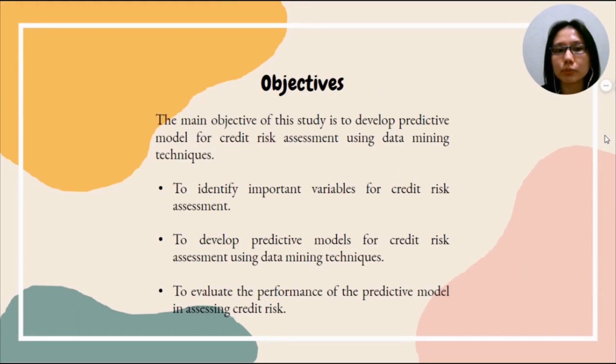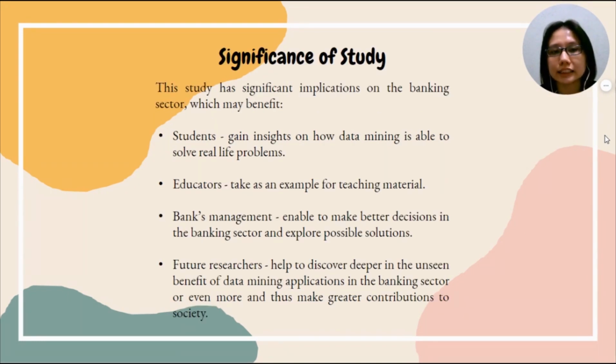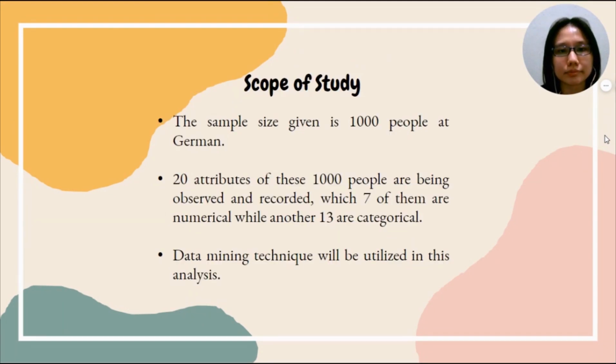The main objective is to develop a predictive model for credit risk assessment using data mining techniques, in which the sub-objectives are to identify important variables, develop a predictive model using data mining techniques, and evaluate the performance of the predictive model in assessing credit risk. This study has significant implications for the banking sector, which may benefit students, educators, bank management, and future researchers. The sample size given is 1,000 people in Germany, with 20 attributes, of which 7 are numerical, while the other 13 are categorical. Data mining techniques will be utilized in this analysis to discover meaningful data in this sample.